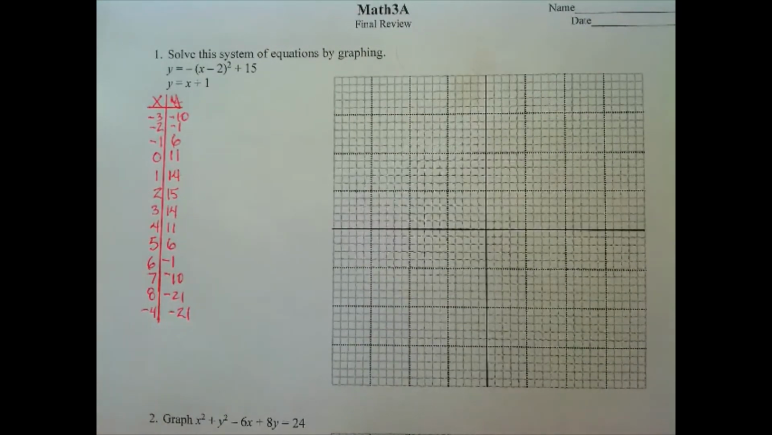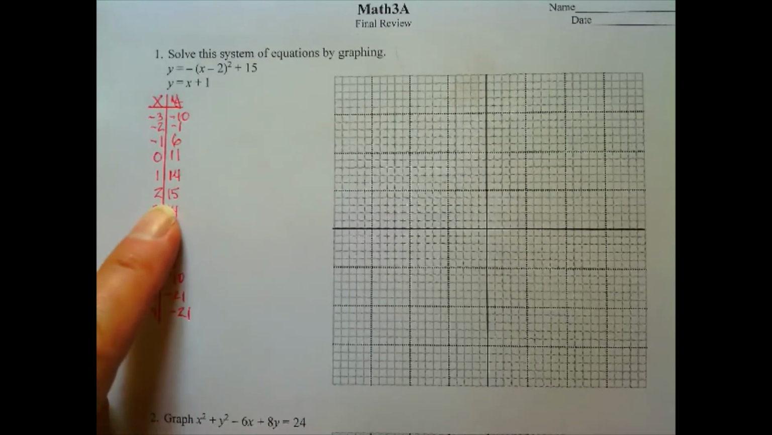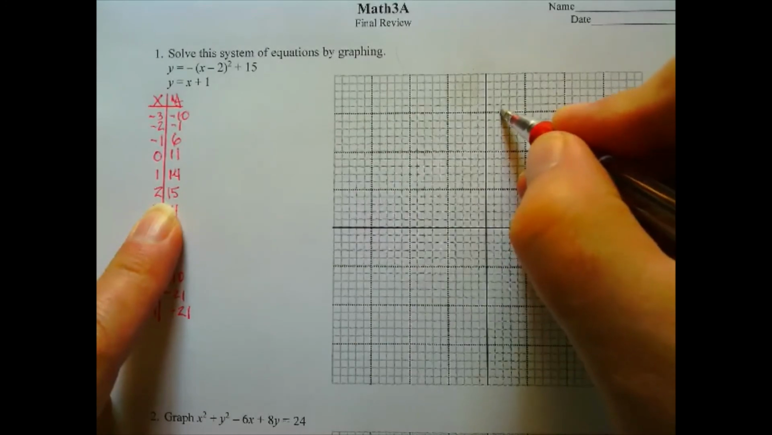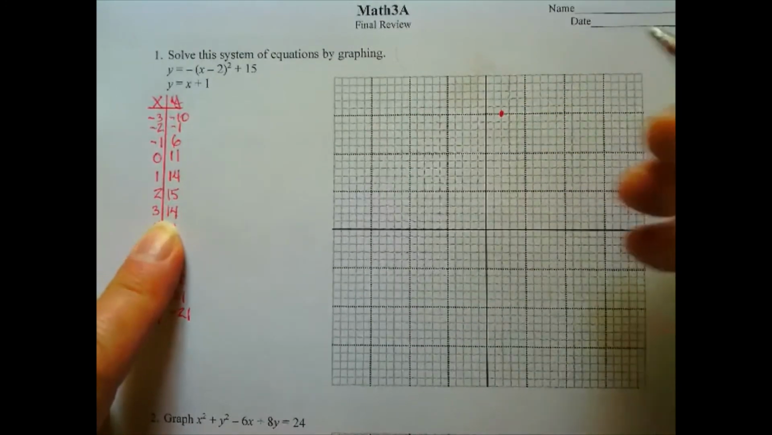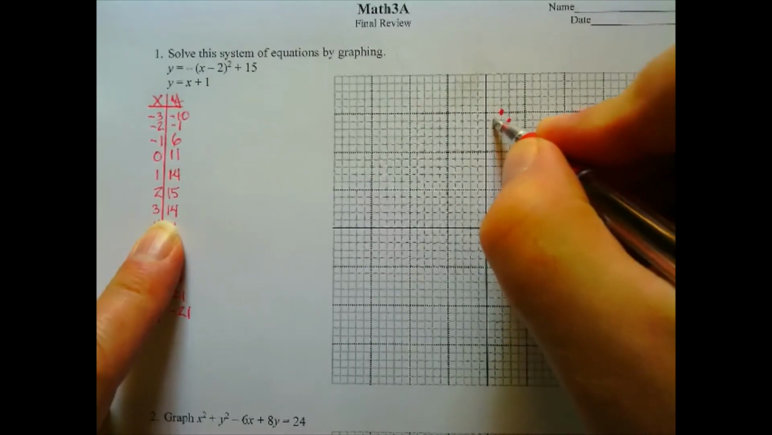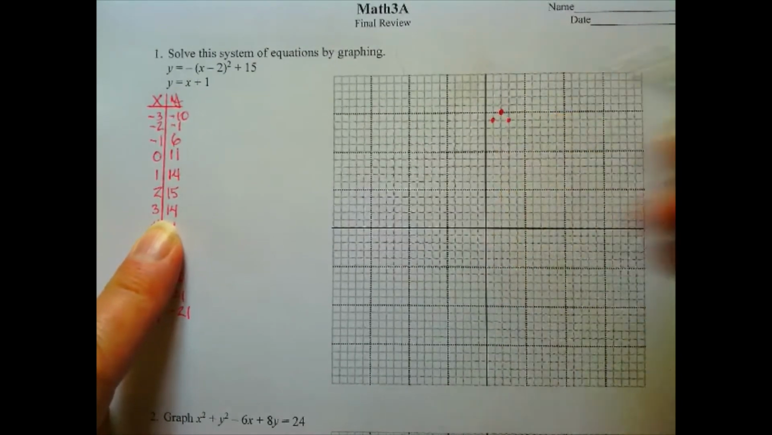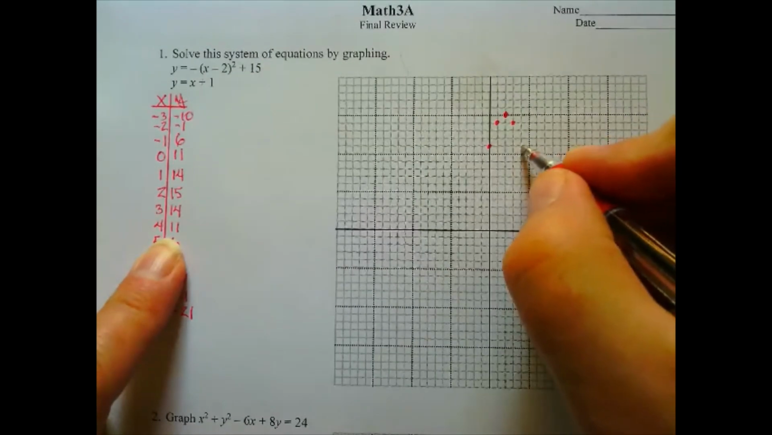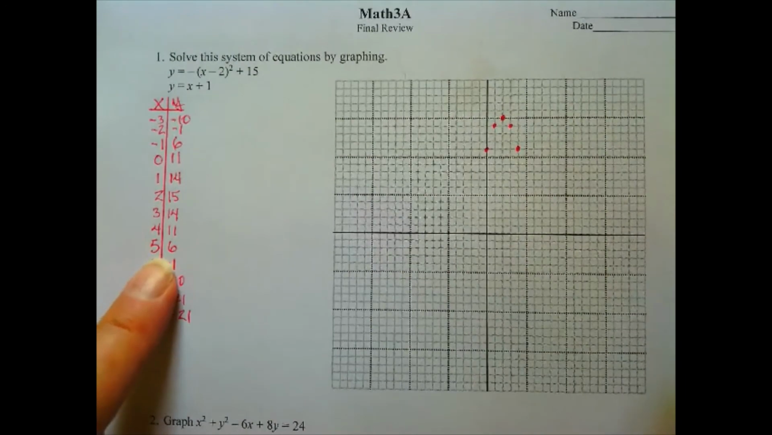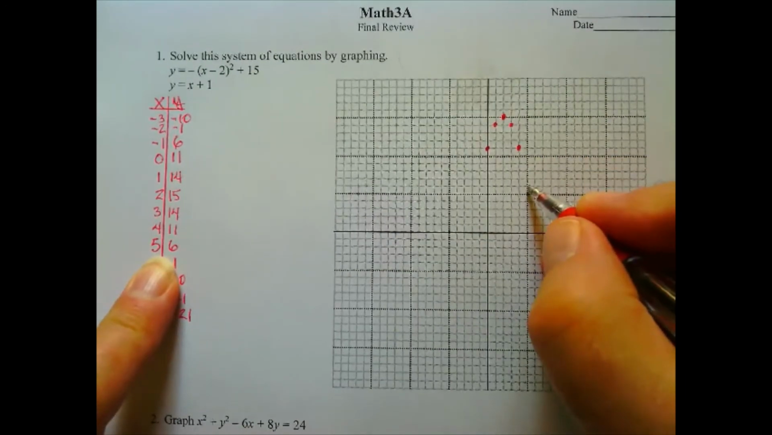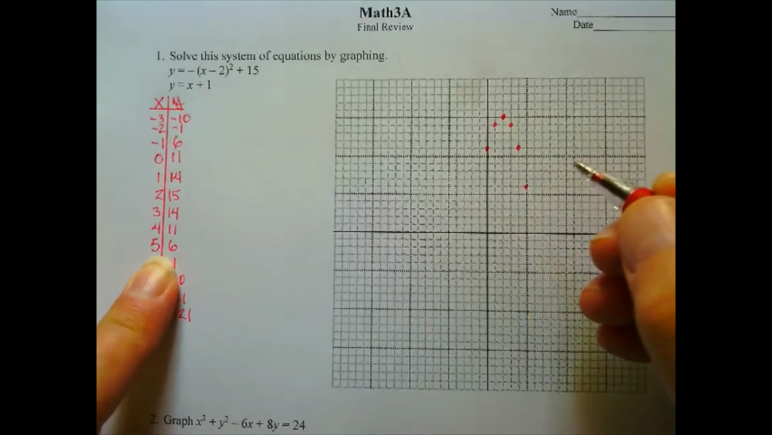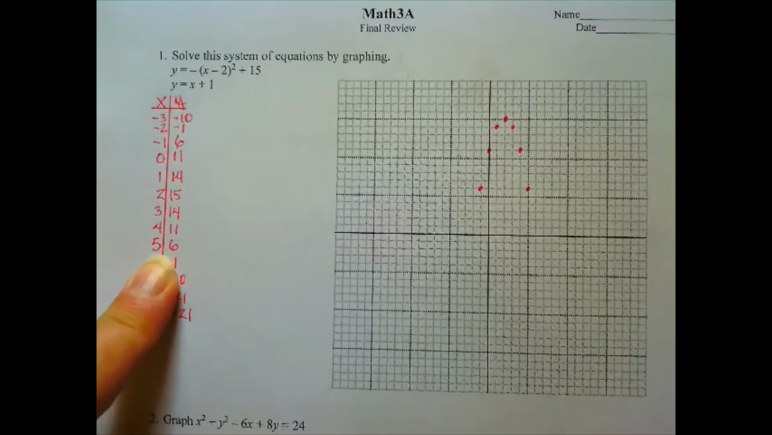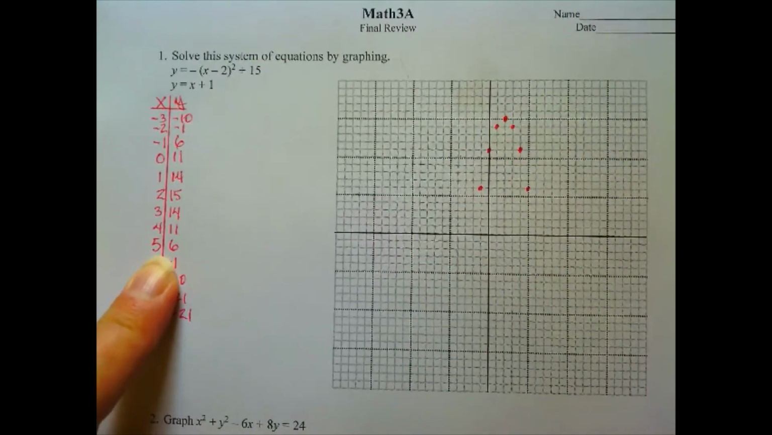So starting with the vertex, which was at 2, 15. So 1, 2, up to 15. 3 was 14. 1 was 14. 0 was 11. 4 was 11. 5 is 6. Negative 1 is 6. Notice that when I'm graphing this, I'm doing them across each other each time just to keep up that symmetry.